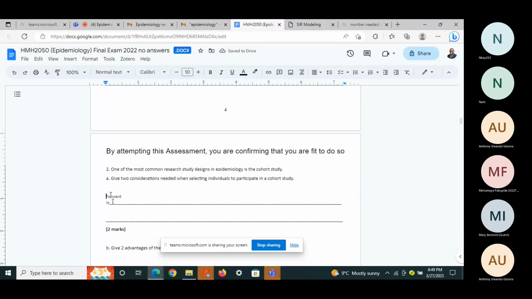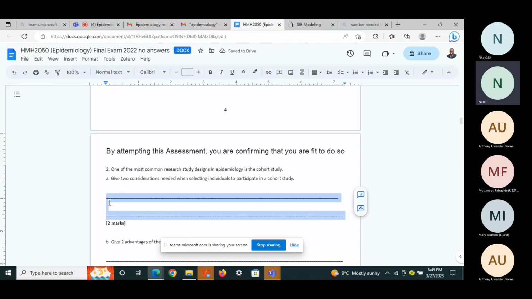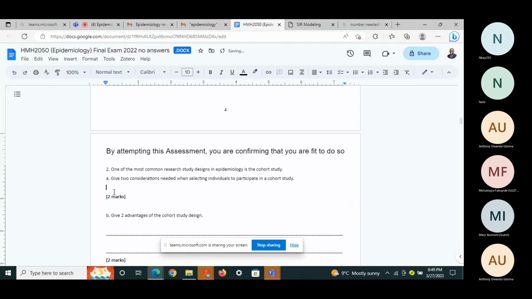There is no one answer for all these things. There are many answers. Yeah, the person should be disease free. Correct, exactly. So the person should be what? Disease-free. One. What else? Let me put it in red marker. So the person should be disease-free at the time of starting the experiment. What else?